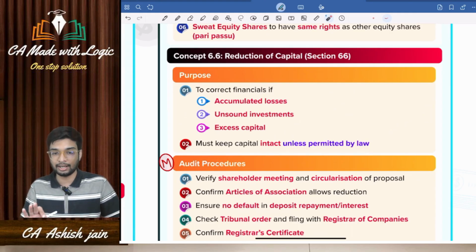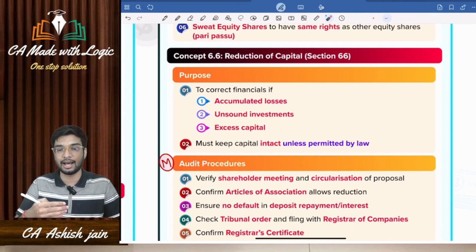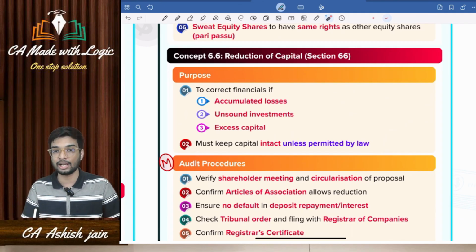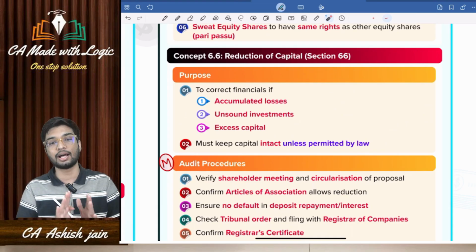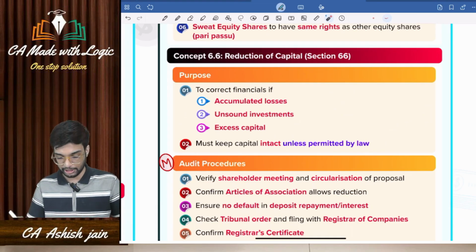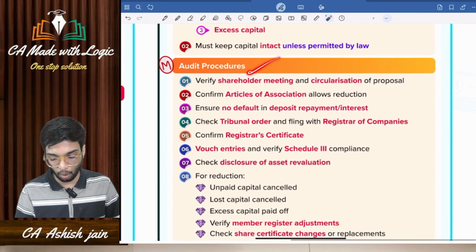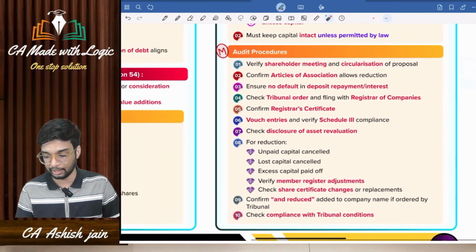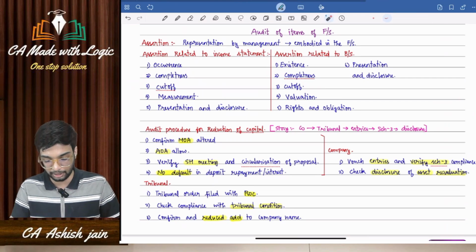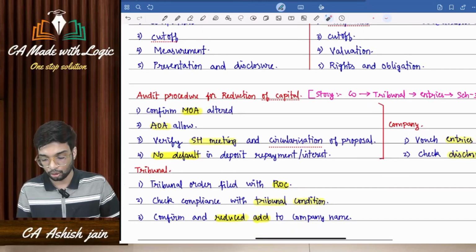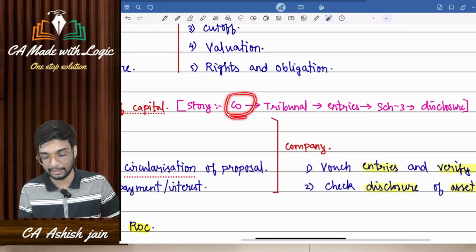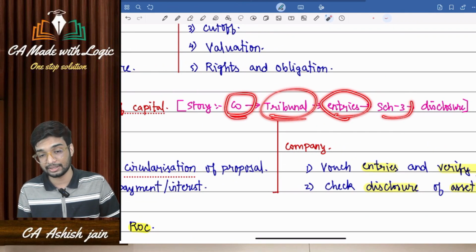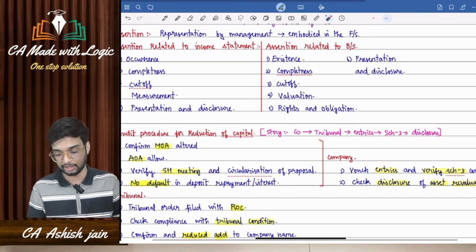Unless and until the law says that there should be a reduction in the capital, it has to keep the capital as per the requirements of the provision. Okay, then comes what is the audit procedure. This we will be covering in our chart notes, I mean handwritten notes, nothing to worry. So the story over here is company, tribunal, entries, Schedule 3 and disclosure.